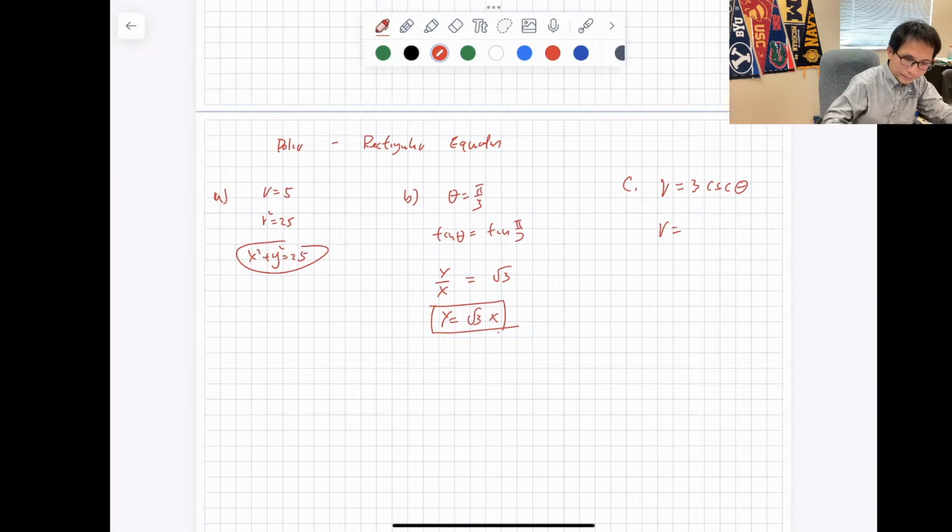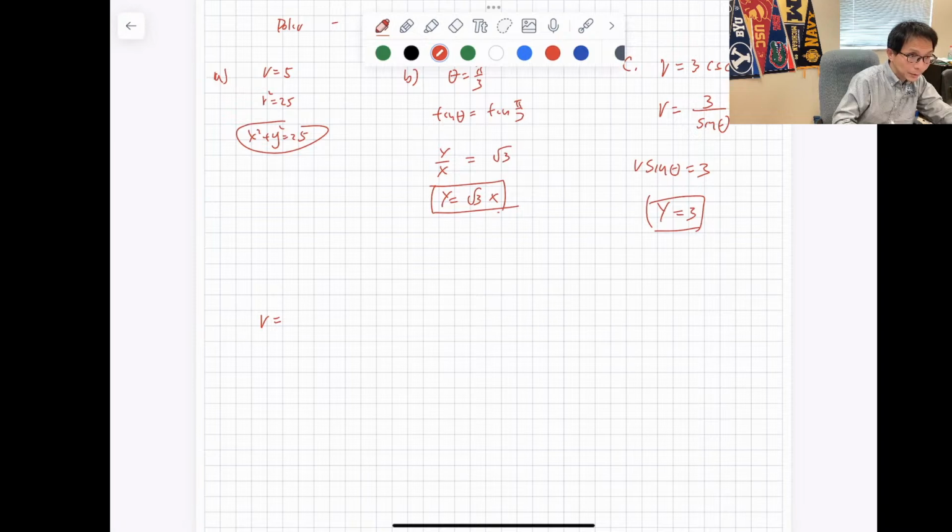That's a good choice. 3 over sine theta. Convert to the other side. r sine theta is equal to 3. y equal to 3, right? The last one's the hardest one.